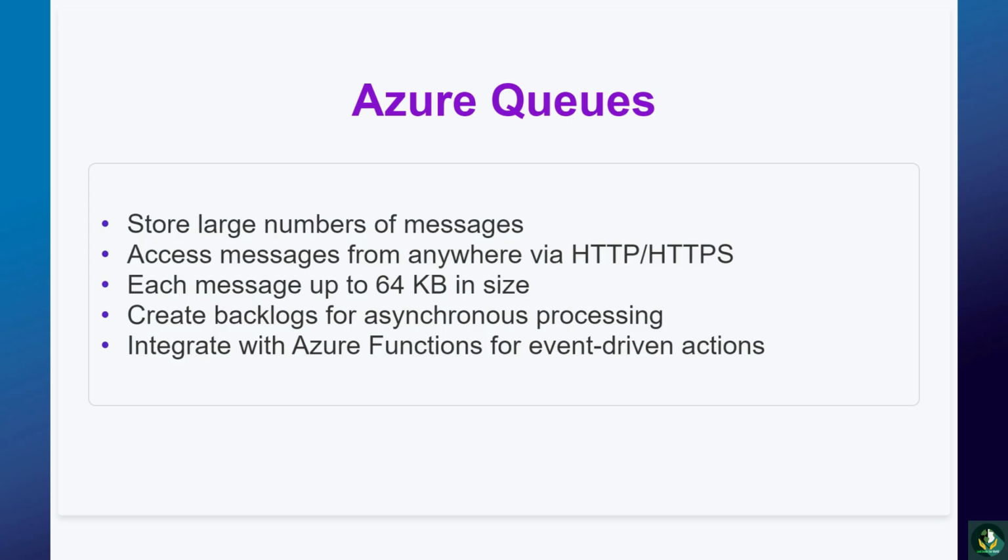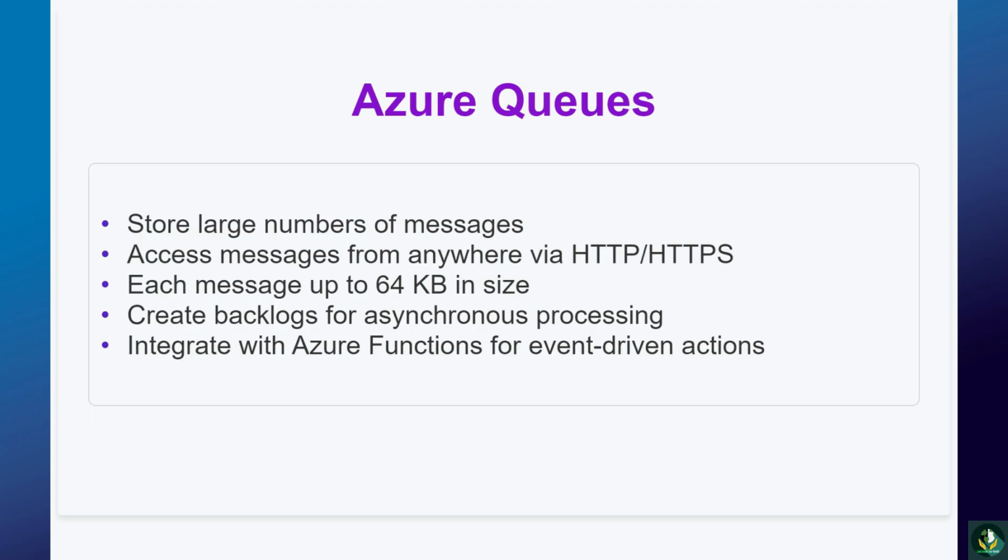One of the key strengths of Azure Queue Storage is its accessibility. Messages stored in a queue can be accessed from anywhere in the world via authenticated HTTP or HTTPS calls. This global accessibility ensures that your application components can interact with the queue regardless of their geographical location, facilitating the development of distributed systems. Each message in Azure Queue Storage can be up to 64 KB in size.